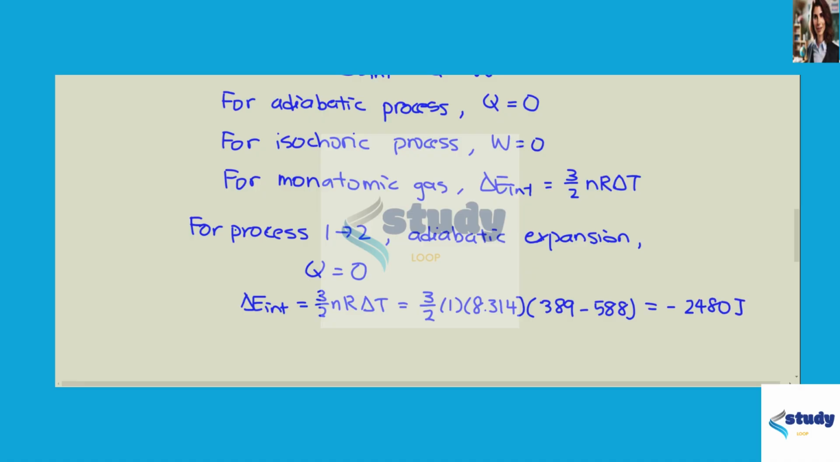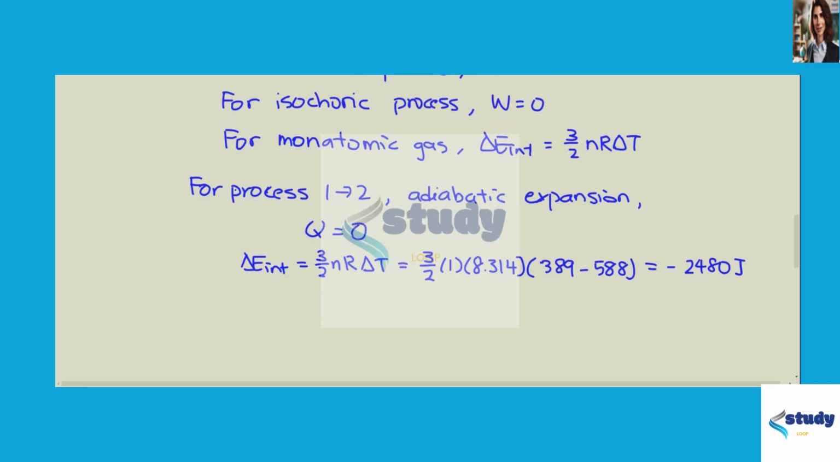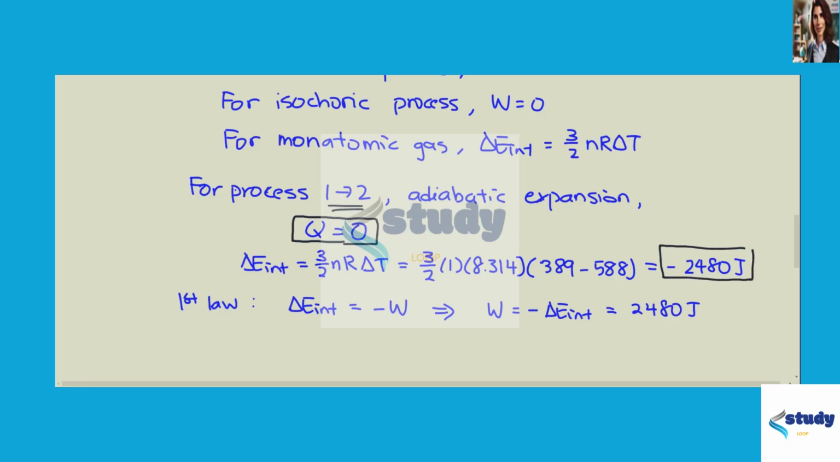And then the first law says that delta E internal is equal to minus W. So W is equal to minus delta E internal, you get 2480 joules. So for 1 to 2, you have Q equals 0, and then this is delta E internal, and then this is W.